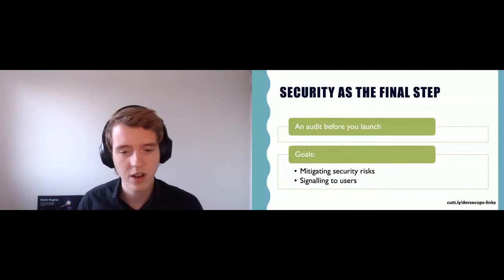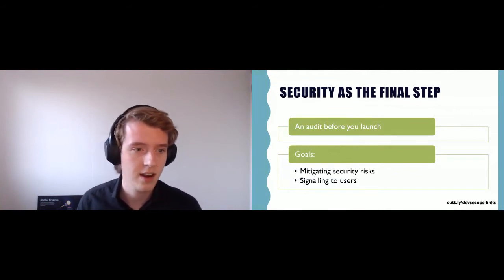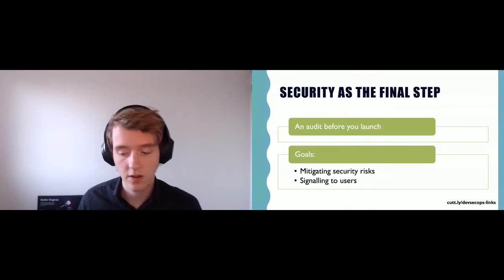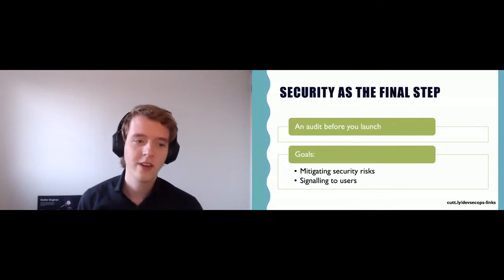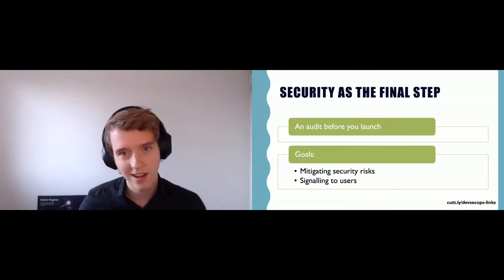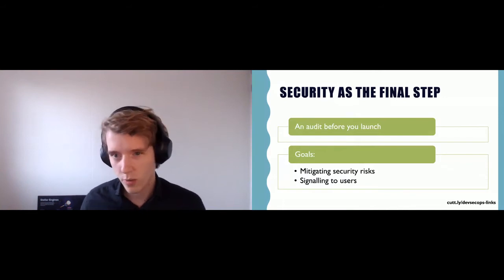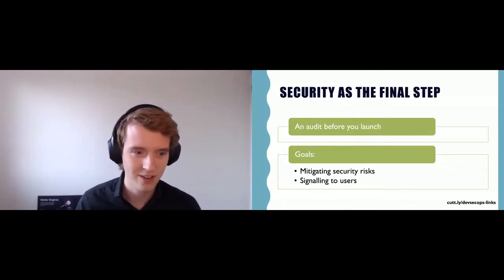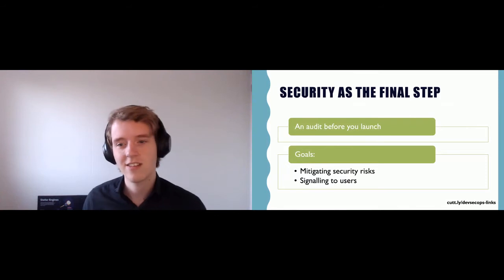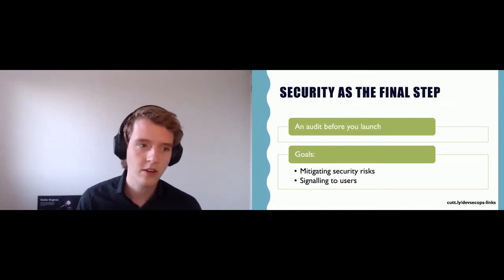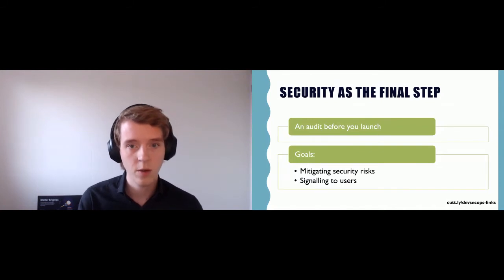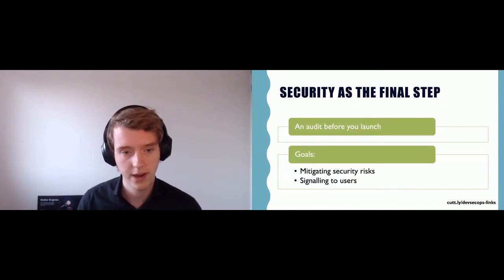What this might look like normally in development of smart contracts is that you do an audit right before you launch. And there's going to be two major goals there. The first one is to identify and mitigate any security risk. You don't want any flaws in your smart contracts. The second is that your audit report signals to users that you've done your due diligence, but also what the potential remaining risks are.